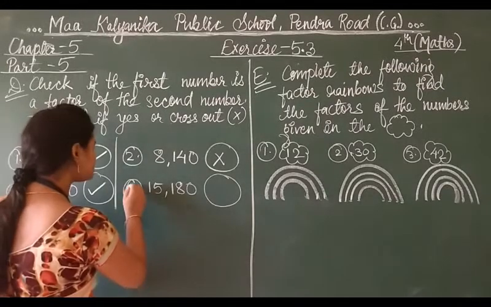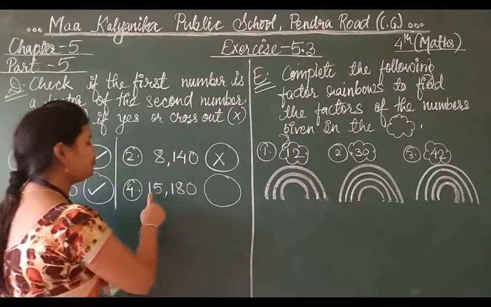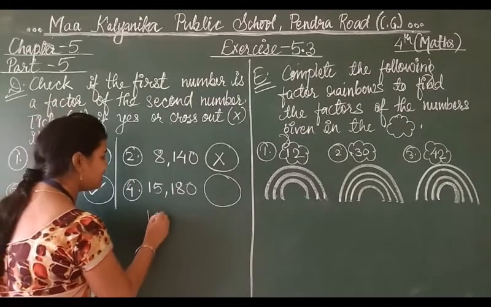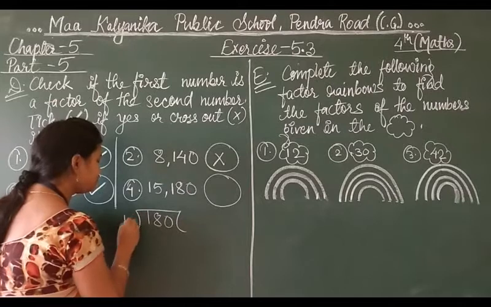So now question number 4, 50 and 180. So 180 divided by 50.